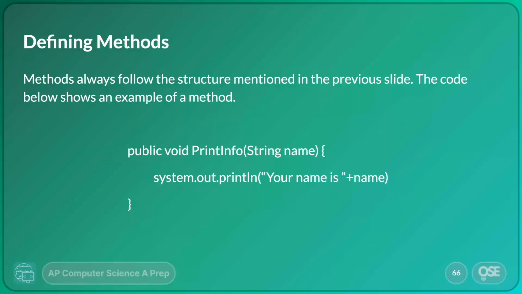To define a method, you always have to follow the structure shown in the previous slide. So for example, we can have a public method with no return type, or void, meaning that the method is not going to have any return statement. And we can name this method printInfo. In the parentheses, we can have String name, and this means that we have one parameter, which is a string called name. So then within our method, we would be able to use name as a variable of the string type.